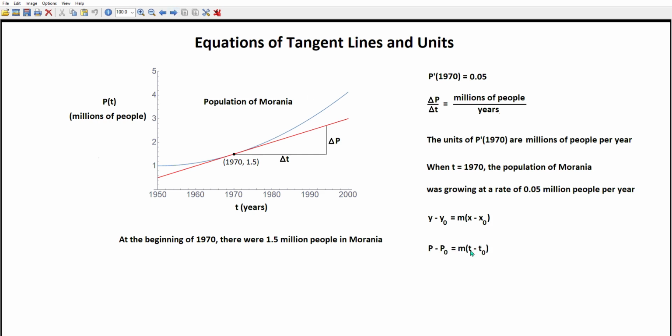Now in this particular case, the independent variable is t. The dependent variable is p. So this thing translates to p minus p naught equals m times (t minus t naught). Now m is our slope, which is given by the derivative, and t naught, p naught is our point of tangency. So what we're going to get is the following equation. P minus 1.5 is equal to 0.05 times (t minus 1970).